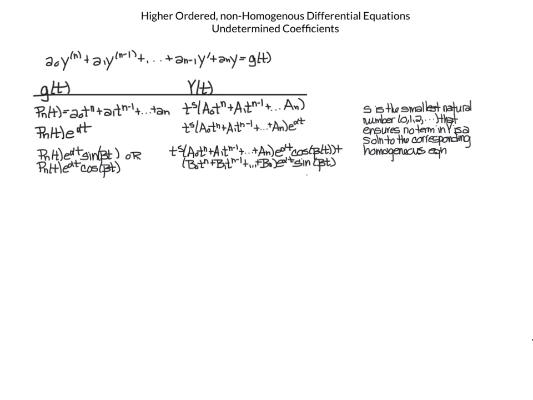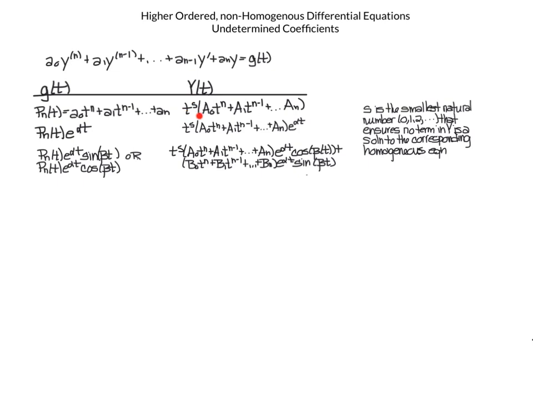So the first case is g of t being an nth degree polynomial. In other words, it looks like a0 t to the n plus a1 t to the n minus 1 plus all the way down to a n. Then our particular solution, capital Y of t, is going to be the same order of polynomial, A0 t to the n plus A1 t to the n minus 1 plus A n, and these are capital A's because we have to solve for them.